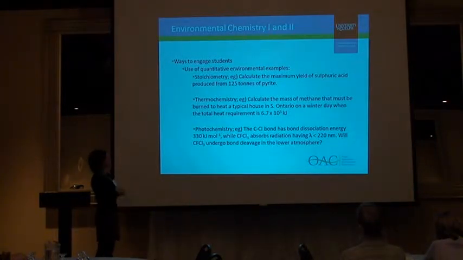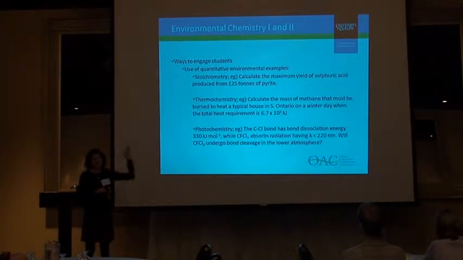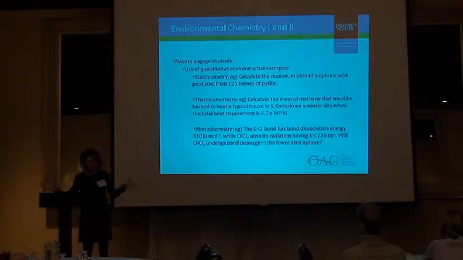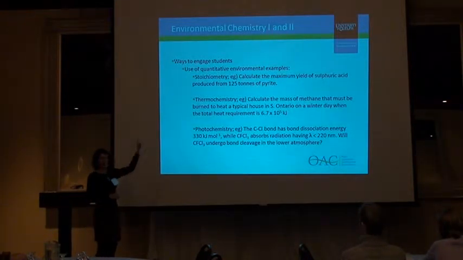So for stoichiometry, we're looking at the production of acid mine drainage, right? So calculate the maximum yield of sulfuric acid produced from 125 tons of pyrite. That's just a theoretical yield calculation, but it's a theoretical yield calculation that allows us to talk a little bit about acid mine drainage waters. I'm not going to solve these.